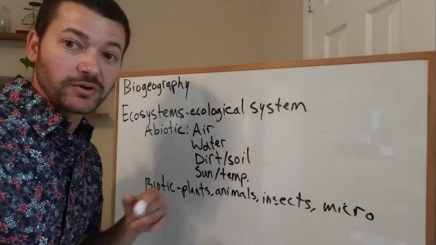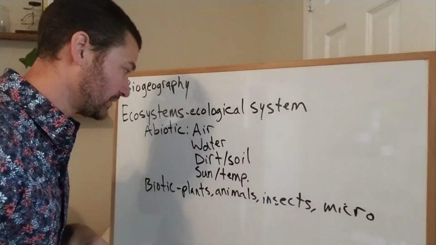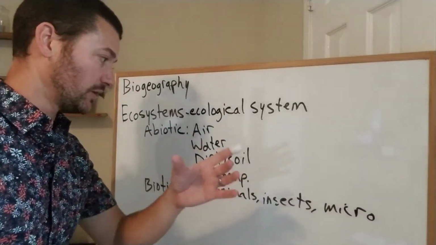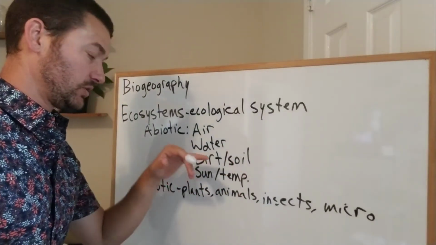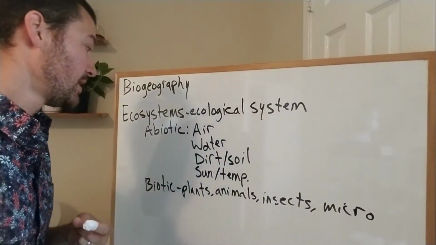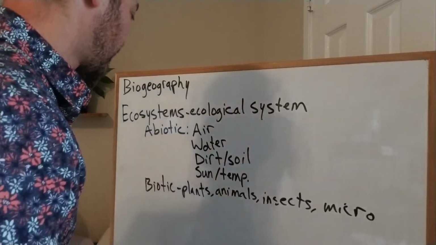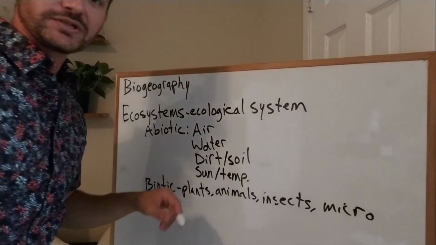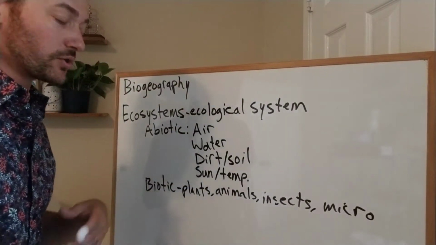Soil is maybe a better word for it, but soil technically has biotic components in it. Like the definition of soil is that it's dirt plus water, air, and microorganisms. And then the last abiotic component is sunlight. Sunlight, which gives us temperature or thermal energy.